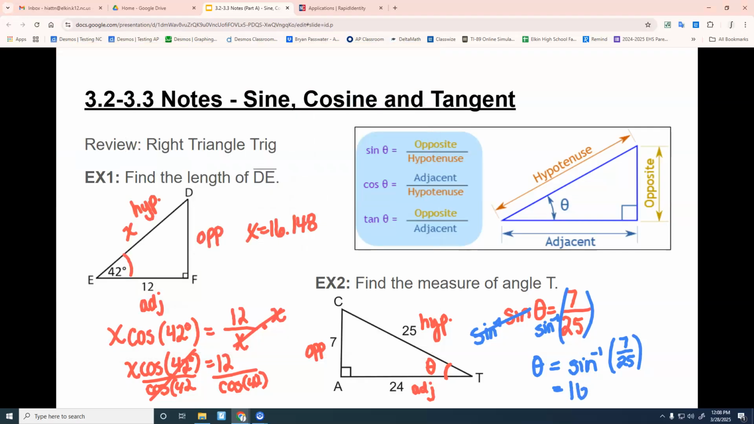All right, we got 16.260. Now, we are still in degree mode. So if I'm in degree mode, this is a degree answer. This particular problem did not tell me. It works just fine. It does.